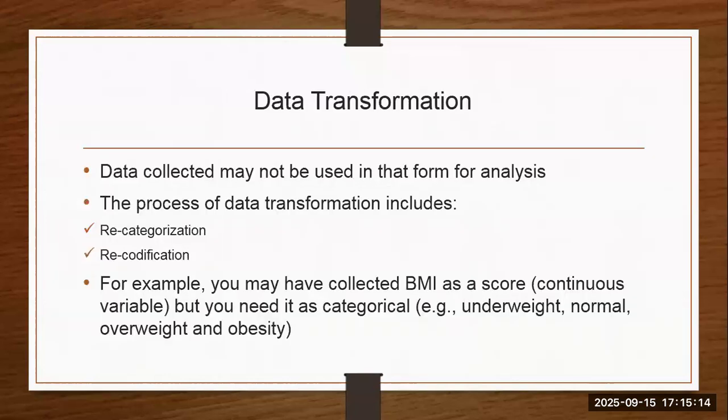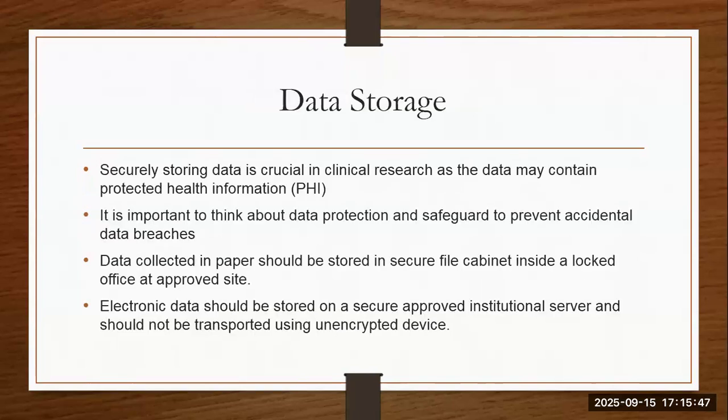All right, so data transformation. I would rather do this more in a practical class, but the data you collected may not be used in that form for analysis. For instance, you may have collected your BMI as numbers, 20, 21.5, 30, and all that. But you may want to analyze them as underweight, normal weight, and so on. That's what we call recategorization. So you can transform your data from one form to the other, and most analysis software can actually do that for you.